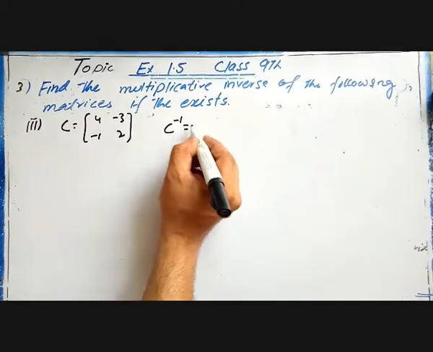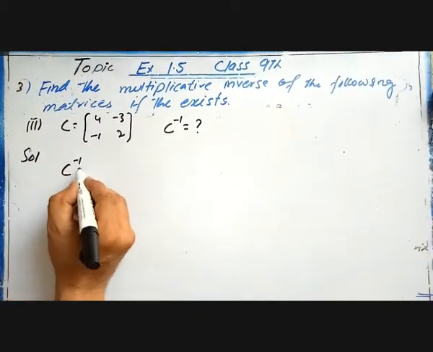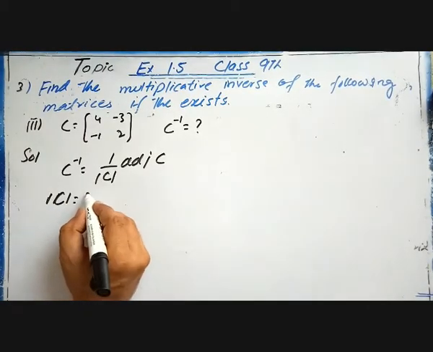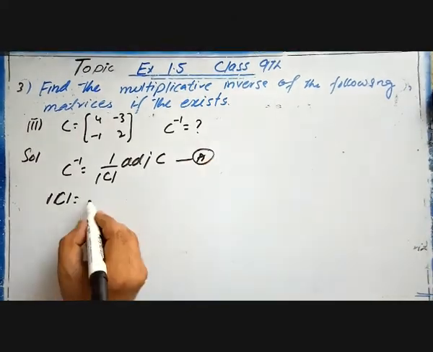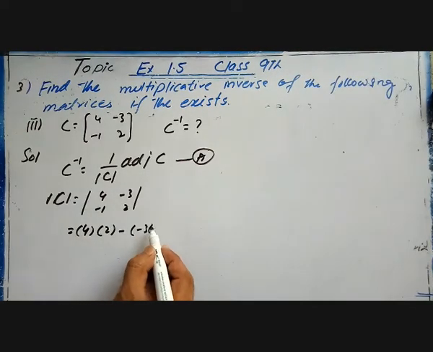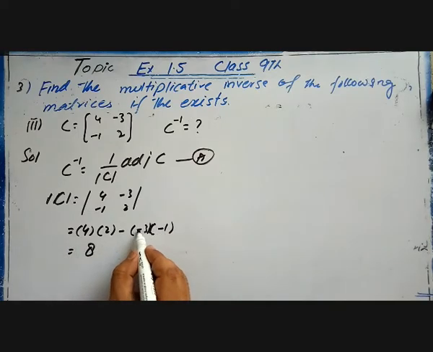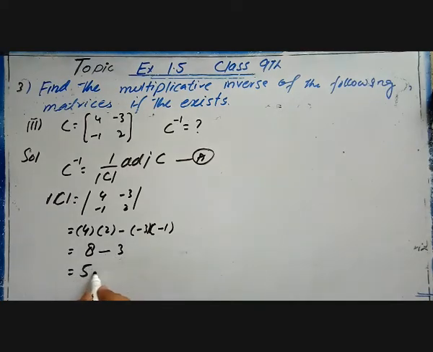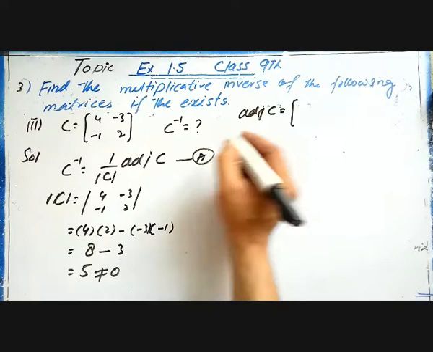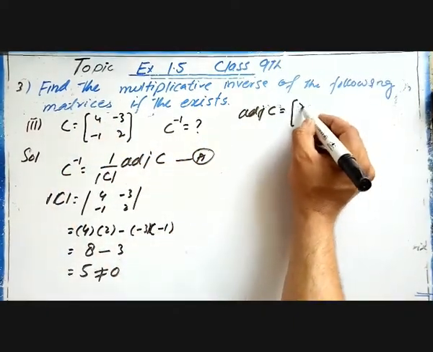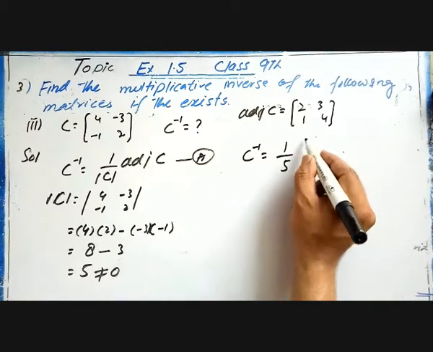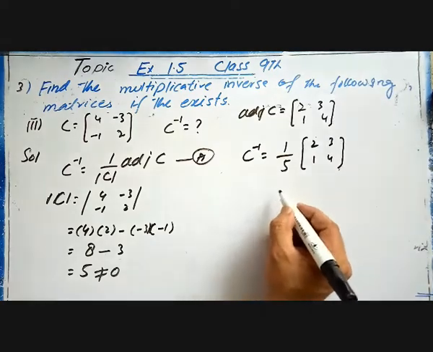We have to find C inverse. So solution: C inverse is equal to one over determinant of C into adjoint of C. So determinant of C will be equal to 4 minus 3 minus 1 and 2: 4 into 2 minus 3 into minus 1, 4 twos are 8, minus minus becomes plus, 3 ones are 3, so it is equal to 5, which does not equal 0. So C inverse exists. Now adjoint of C will be equal to: change the places of both, 2 and 4 will come, and this will be +3 and +1. C inverse is equal to one over determinant of C, we have 5, and 1 and 4 will come. Okay, this is your answer.